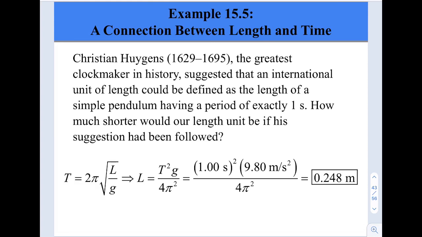Example 15.5, a connection between length and time. Christian Huygens, the greatest clockmaker in history, suggested that an international unit of length should be defined as the length of a simple pendulum having a period of exactly 1 second. How much shorter would our length unit be if his suggestion had been followed?